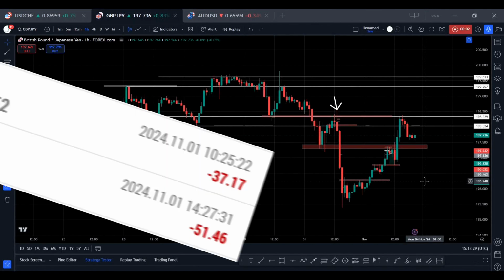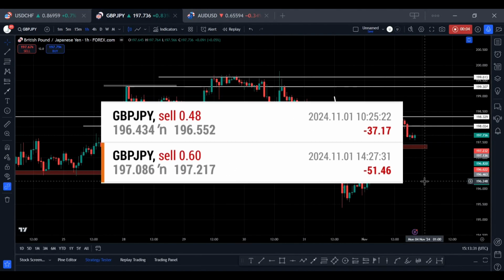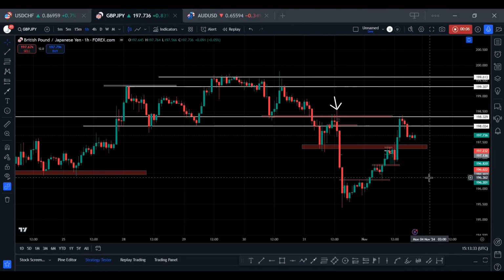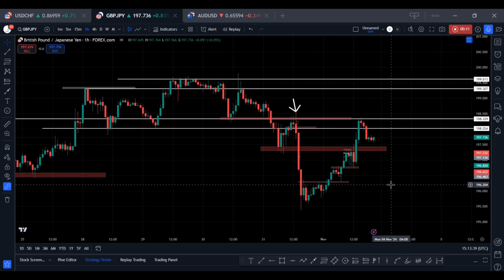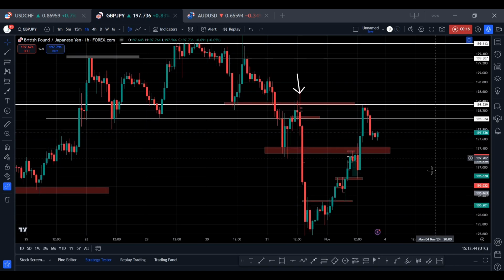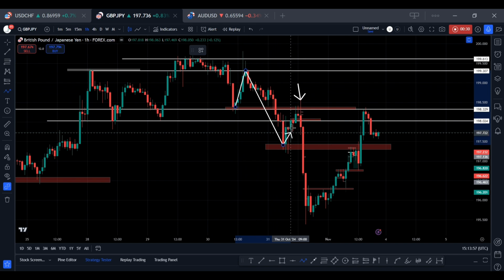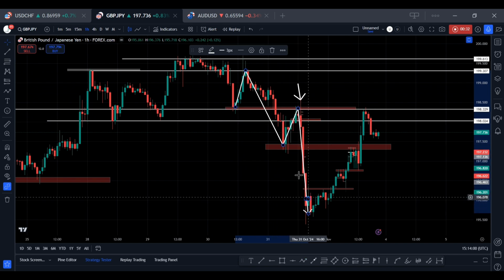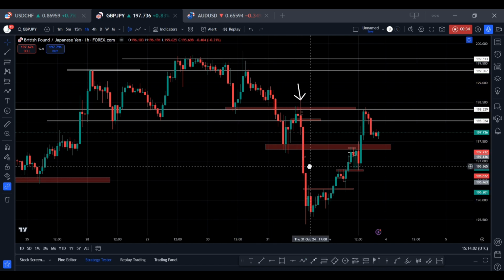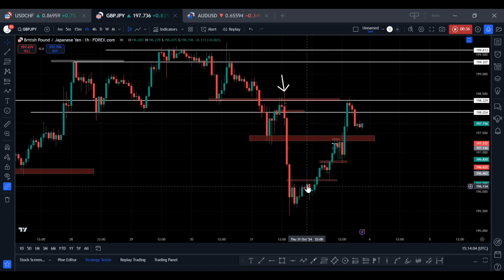So I lost $88.63 trading GbpJpy, and this is the trade breakdown. Now, firstly, on GbpJpy, I saw that the market was in a bearish trend from here: lower high, lower low, lower high, lower low. So I was expecting this market to pull back. After making this lower low, it should pull back into one of the Fibonacci levels.